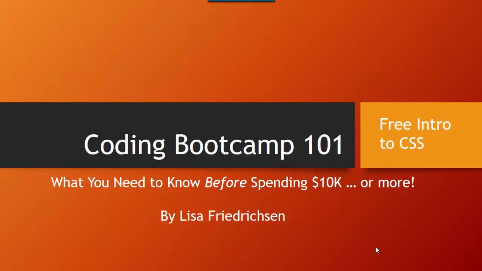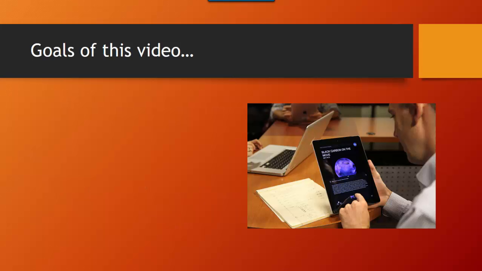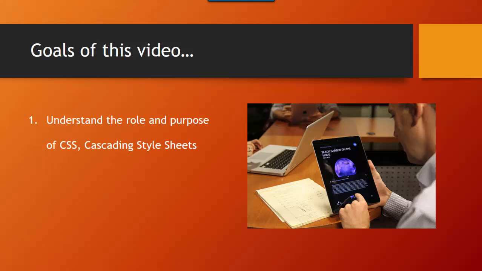And in this short screencast, we're going to continue our Coding Bootcamp 101 free series. In this one, we're going to touch upon CSS, cascading style sheets, and what you need to know before spending $10,000 or more on a coding bootcamp. The goals of this video are to understand the role and purpose of CSS cascading style sheets in a web app, review CSS syntax, the rules by which code is written, and to identify good CSS learning resources.